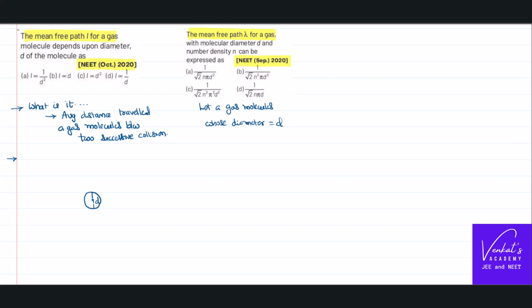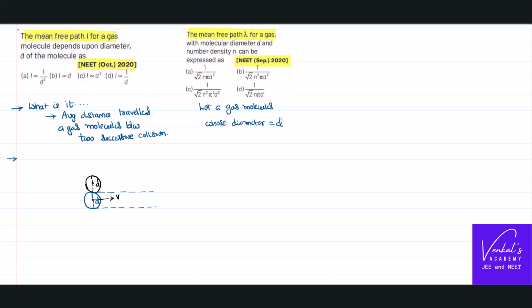There are so many gas molecules around its path. Imagine there is another gas molecule like this, and all the gas molecules are identical in nature because it's an ideal gas. That is also d. This gas molecule is just in touch with the surface, therefore they can have a collision, right? Imagine this gas molecule is moving with a velocity v. So with whom can this gas molecule have a collision? If it is moving in a straight line, whatever gas molecule comes in the path will have a collision with it.